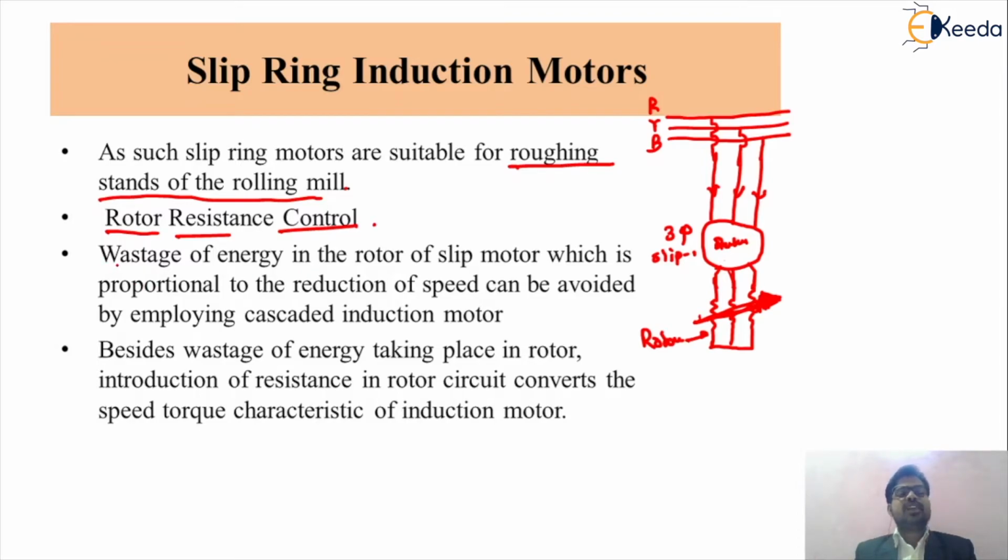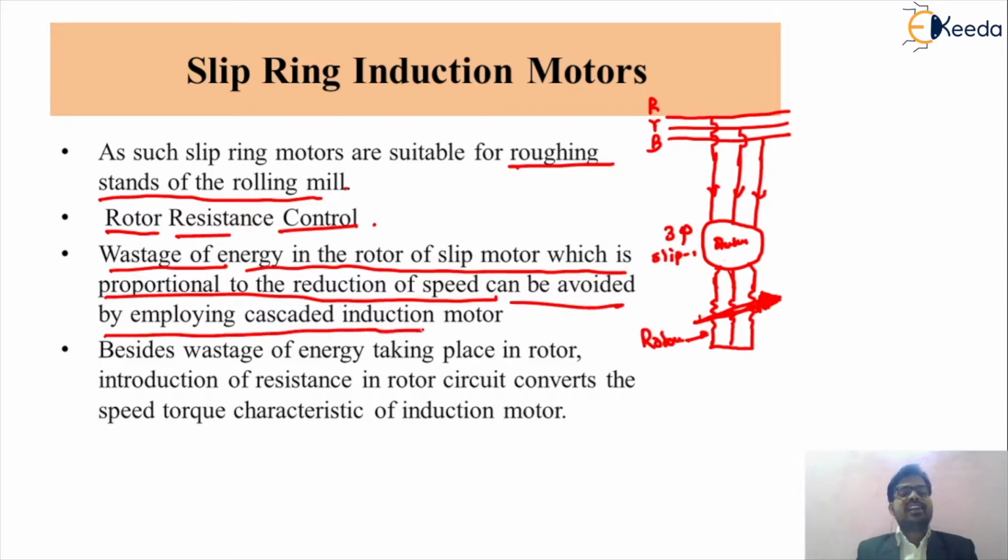This is the wastage of energy disadvantage. Along with that, we still prefer this motor for the steel rolling mill. So what do we mean by the wastage of energy? This is the wastage of energy in the rotor of the slip ring motor, which is proportional to the reduction of speed and can be avoided by employing a cascaded induction motor. This is called the slip power recovery induction motor scheme that we use nowadays in the industry.